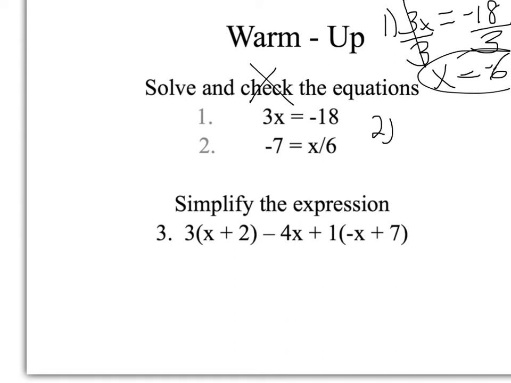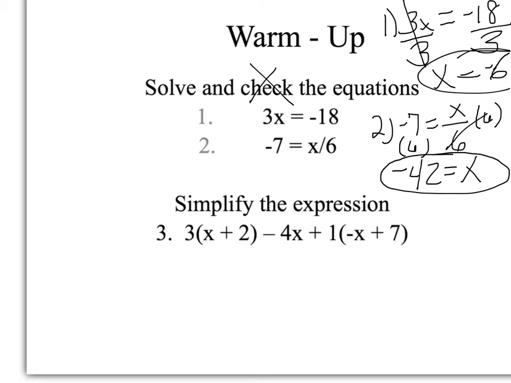Problem 2. Negative 7 equals x over 6. Remember that the slash represents a fraction bar, and that fraction bar also represents division. I'm going to get the x by itself, so the opposite of division is actually multiplication. So I'm going to multiply each side by 6. When I multiply, I use parentheses. That's just the notation type that I use in order to distinguish between all four operations. Negative 7 times 6 gives you negative 42. So the answer to the second problem is that negative 42 equals x.